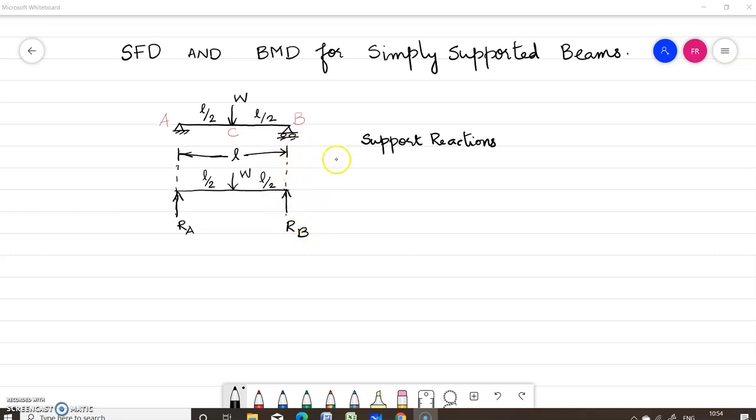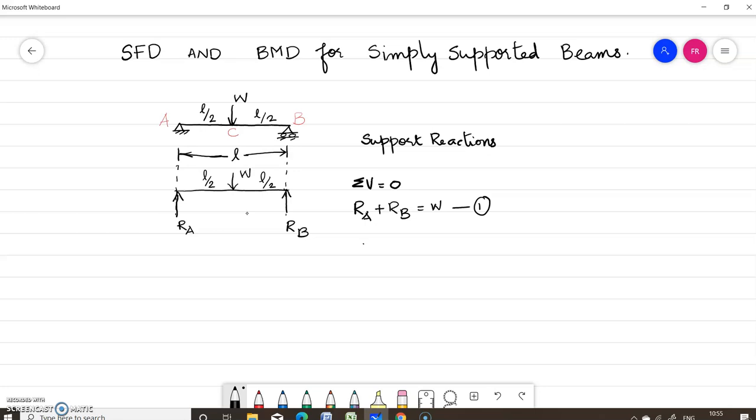First of all, let us take the equation of equilibrium sigma V equal to 0 in order to find out the unknowns. When you take sigma V equal to 0, what are the vertical forces acting? Vertical forces are RA and RB acting upwards and W acting downwards. So let us write the equation as RA plus RB is equal to W. Let this be the first equation.